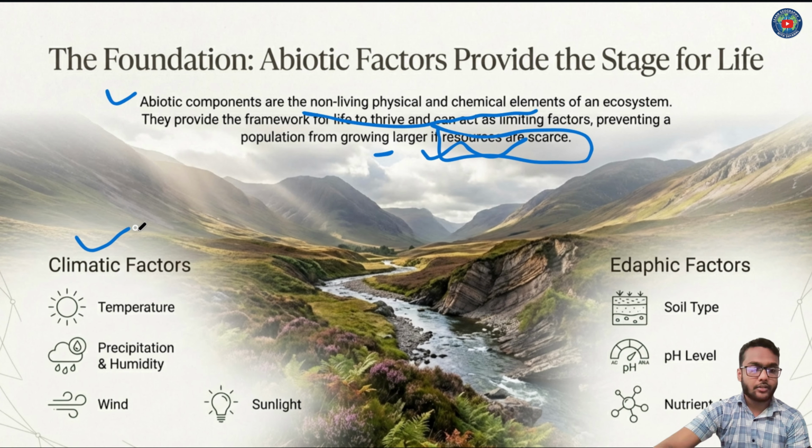There are some climatic factors like temperature, precipitation, humidity, wind, and sunlight. Edaphic factors like soil type, pH level, and nutrient availability. These all are examples of abiotic factors.